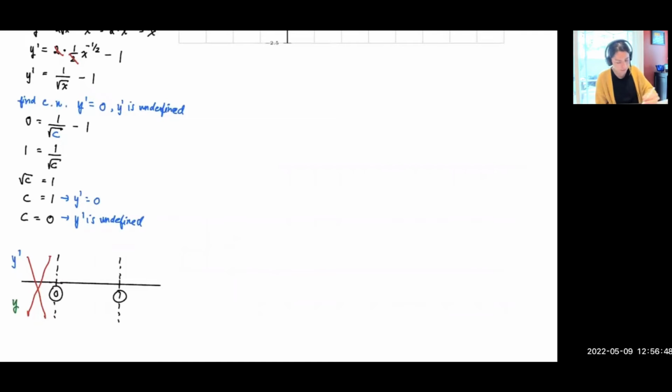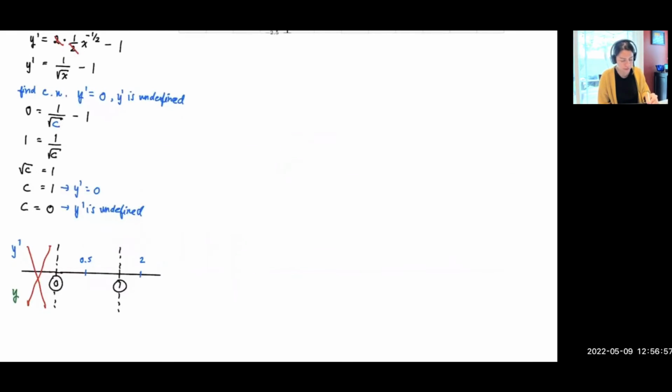So let's just pick something in between here. I'll pick 0.5 and then maybe 2, like that. All right, so if I put 0.5 into the first derivative, I get something positive, right? 1 over square root of 0.5, and then 1 over that would make it bigger than 1, and so it'll be positive. If I put in 2 there, same thing happens, but reversed, and then 1 over that minus 1 will be smaller than 1, so that small number minus 1 will give it a negative value.